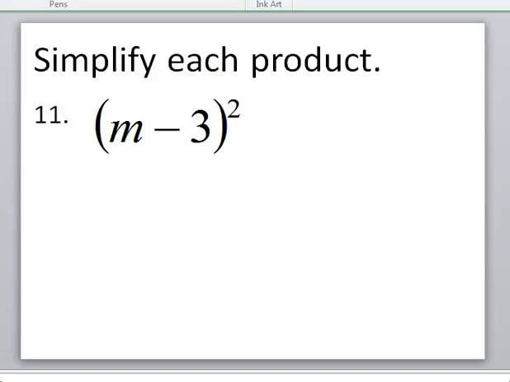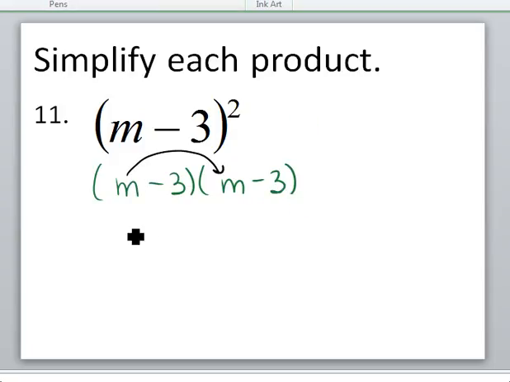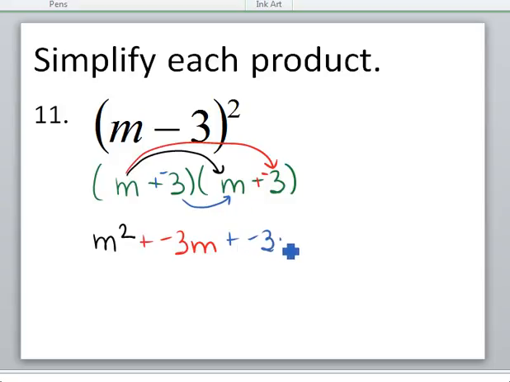My last example, a lot of people want to just distribute this through, but that's not legal. What this really says is I have m minus 3 times m minus 3. So what that means is I really am going to be foiling again. I'm going to take my first times my first, which gives me m squared. I'm going to take my outer terms and multiply them together, which gives me m times -3, which is -3m. And then I'm going to take my inside term, -3 times m, which is -3m.